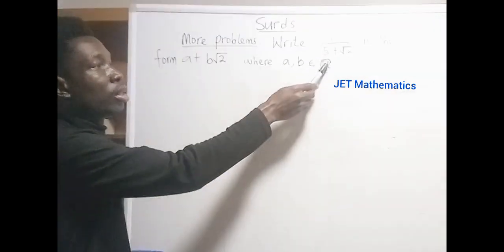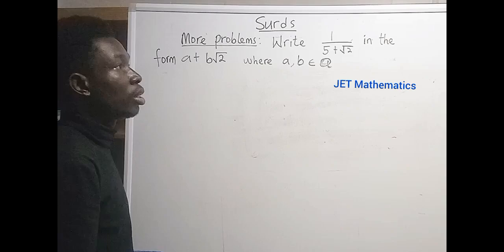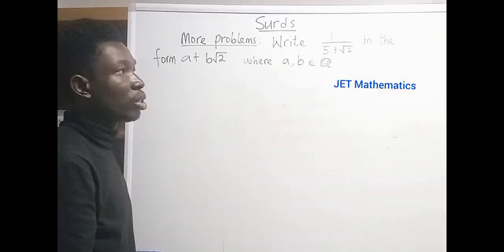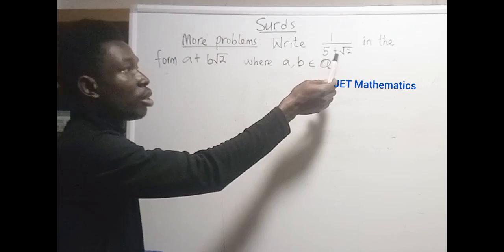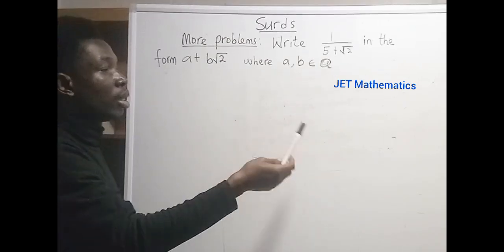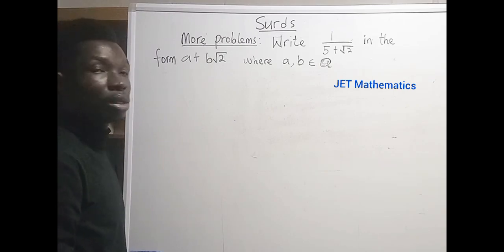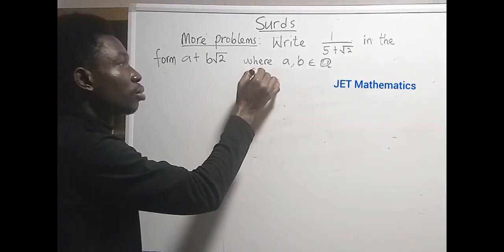Okay, this Q here means the set of rational numbers. So all they are telling us is to rationalize the denominator as we did in our last video. So we'll rationalize the denominator and then express our answer in this form. Okay, so we'll quickly do that. Solution.